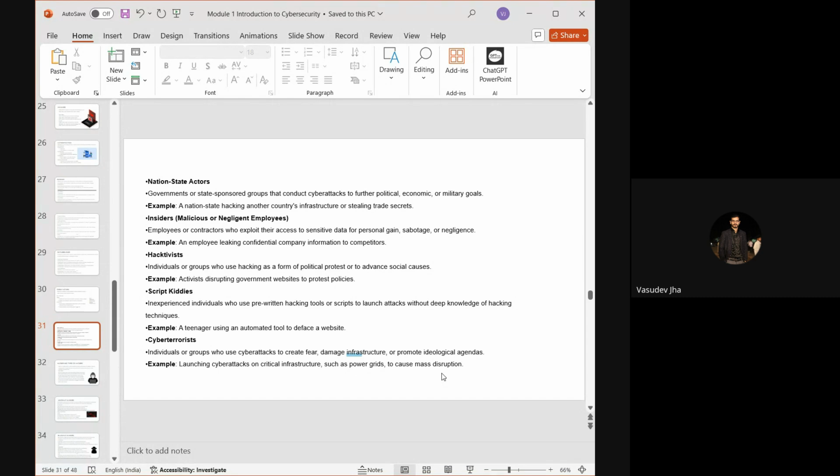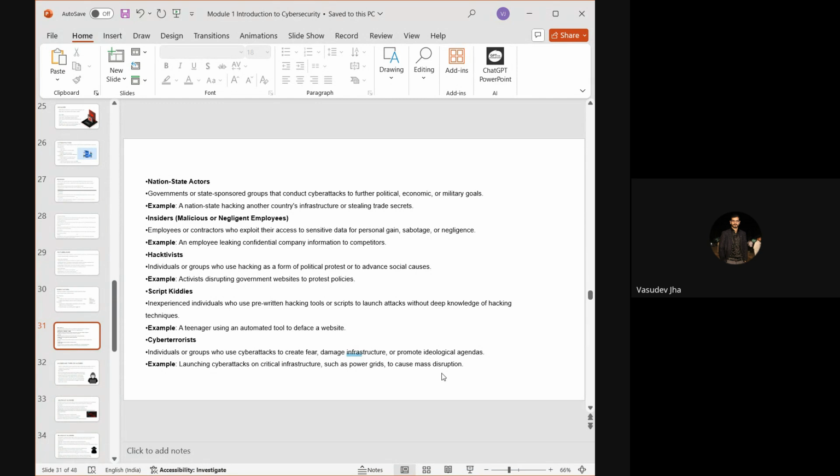And then we have insider threats. They are malicious or negligent employees. Then we have hacktivists. You have all heard the term. They are simply individuals or groups working for a specific goal or spreading a thought, taking action as a form of political protest or to advance a social cause. They are usually hacking for a specific agenda, right?